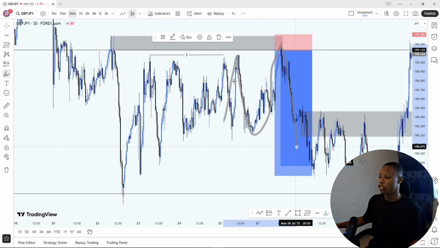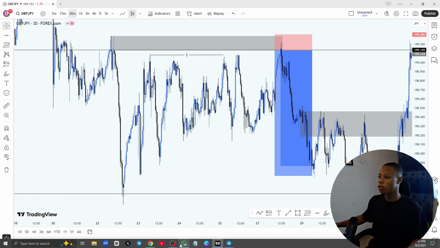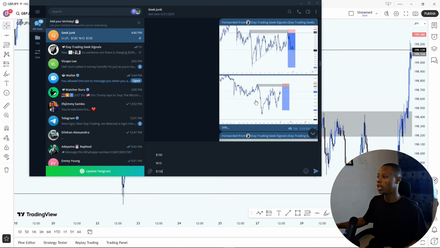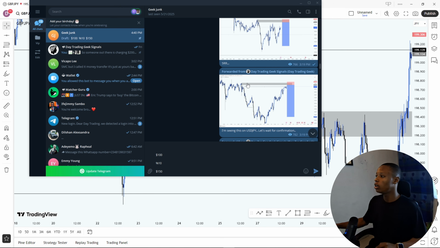So this was not part of the trade I took, but this very setup was dropped on the free Telegram, but I later said cancel. Now, this was another trade I took on GBP JPY.